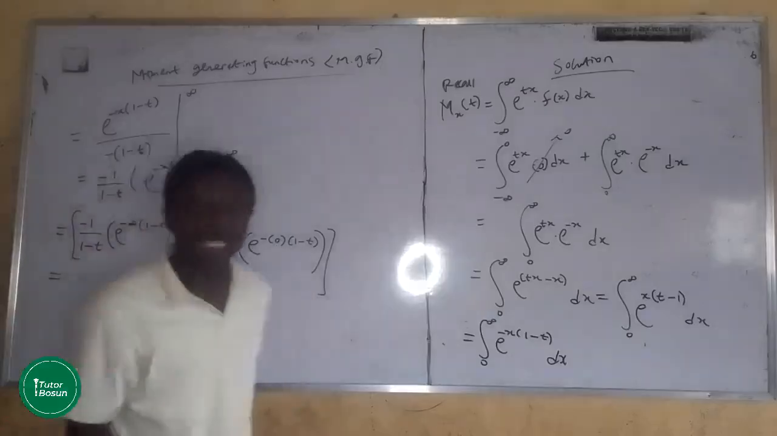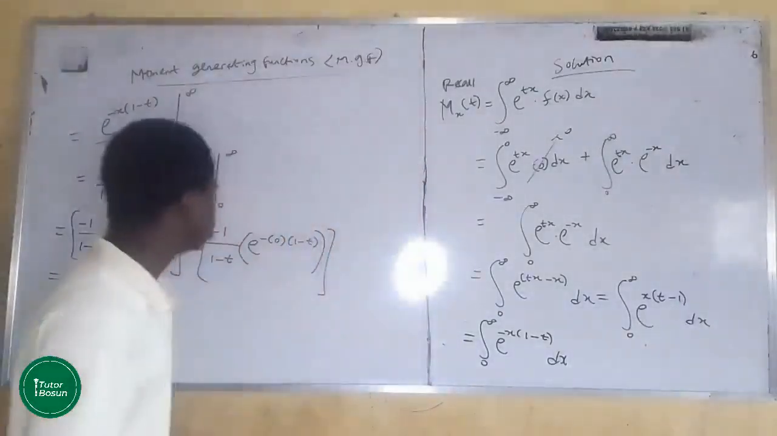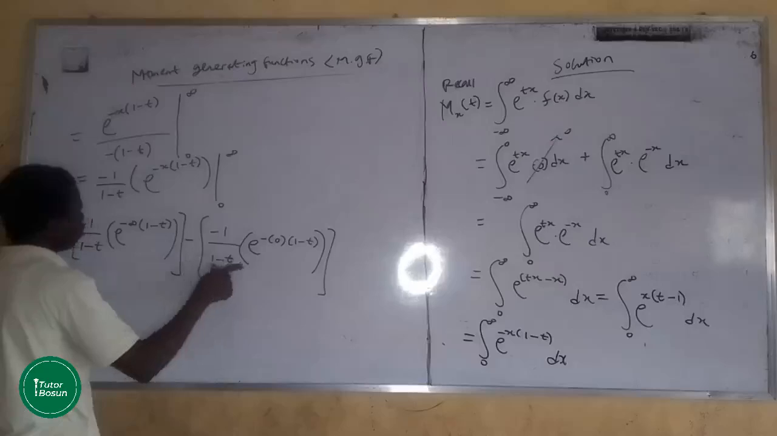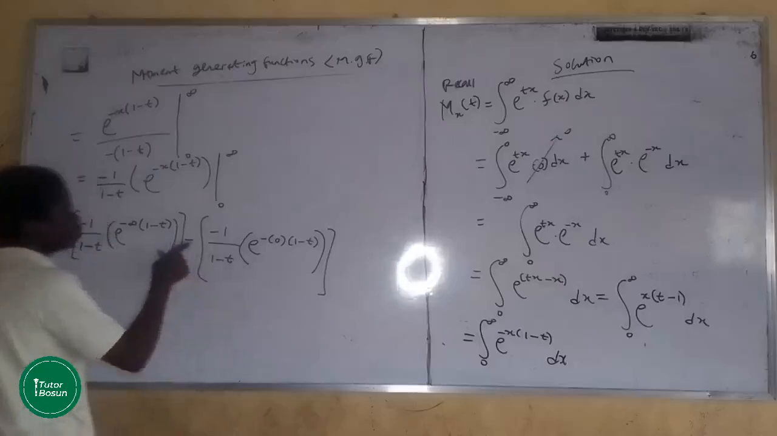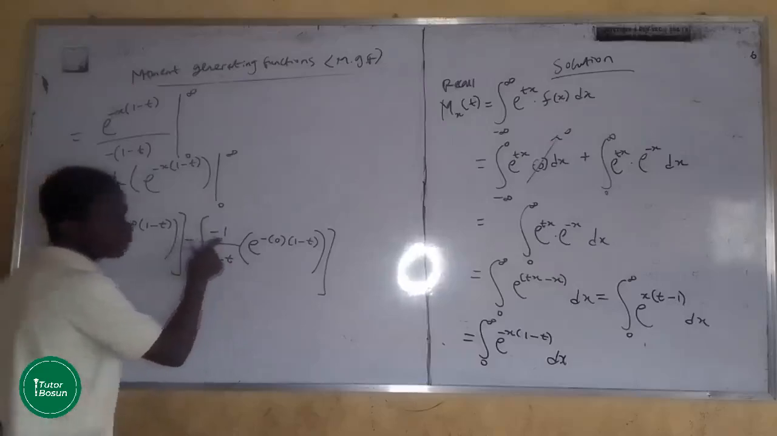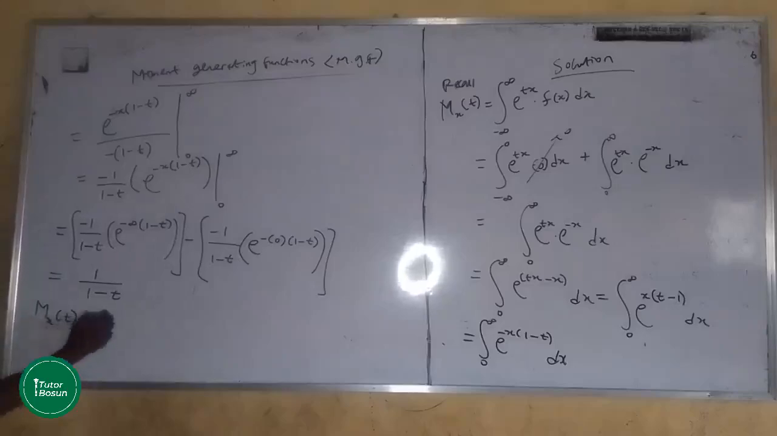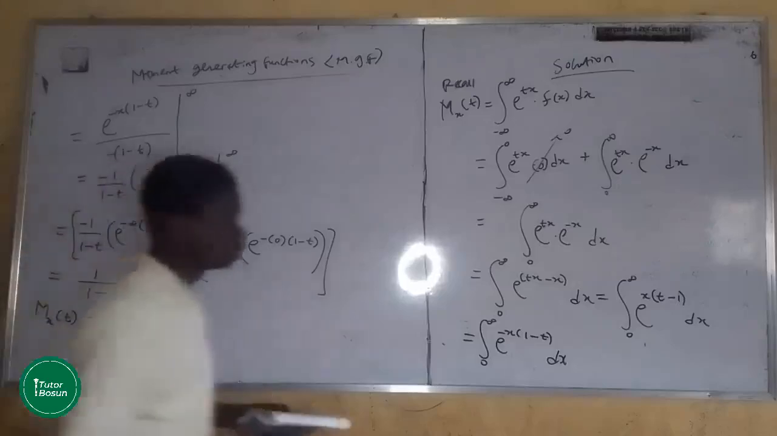So I'm left with exponential 0, and anything raised to the power 0 is what? It is 1. So automatically everything here becomes 1. So we are left with minus 1 over 1 minus t. But don't forget we have a minus outside here, so minus times this minus will become plus. So finally we have 1 over 1 minus t. So the moment generating function of the random variable x for that distribution is equal to 1 over 1 minus t.